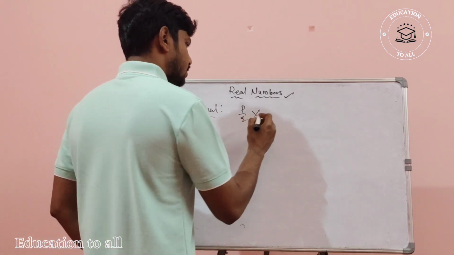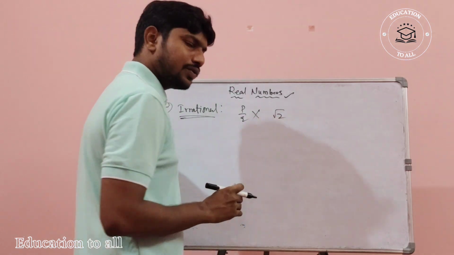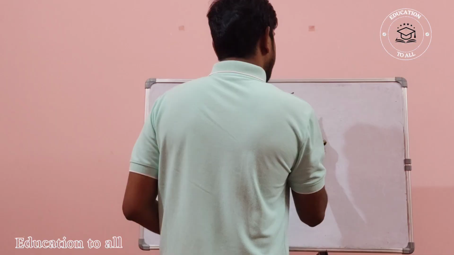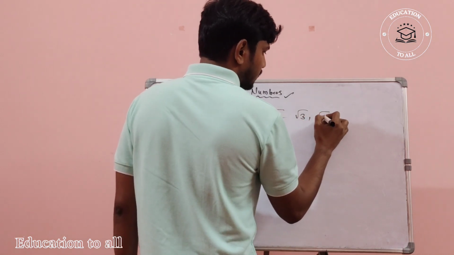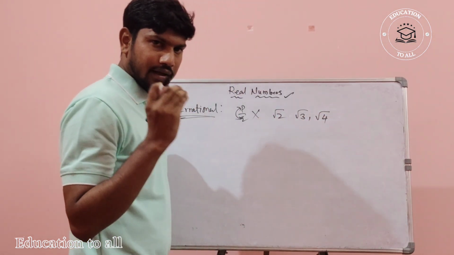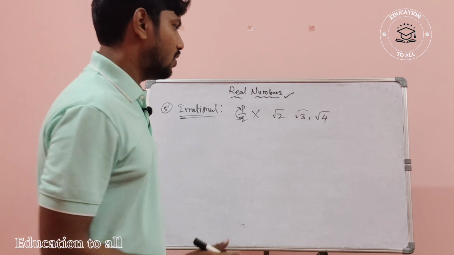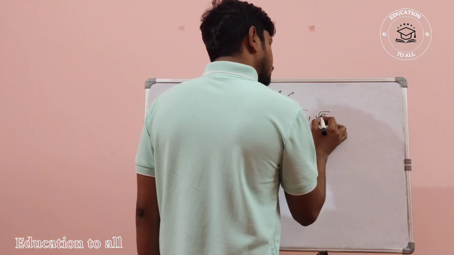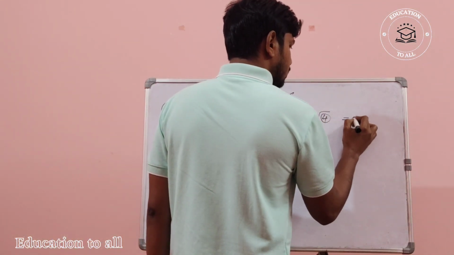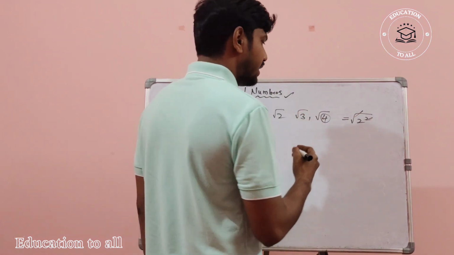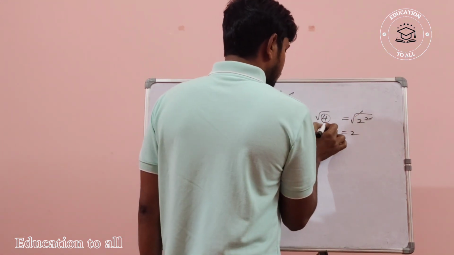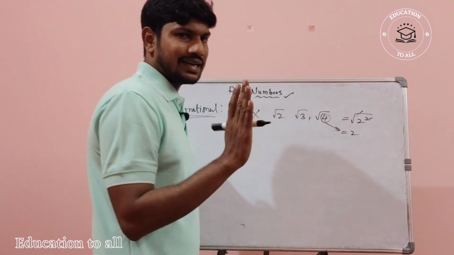So a simple example, root 2. Root 2 we cannot express in P by Q form. Irrational numbers are root 2, root 3, and can I write root 4 as an irrational number? Absolutely not. Why? Because 4 I can write as root 2 whole square, the square root and the power 2 will be eliminated, so we will get 2. So root 4 is 2, and 2 is a rational number again.